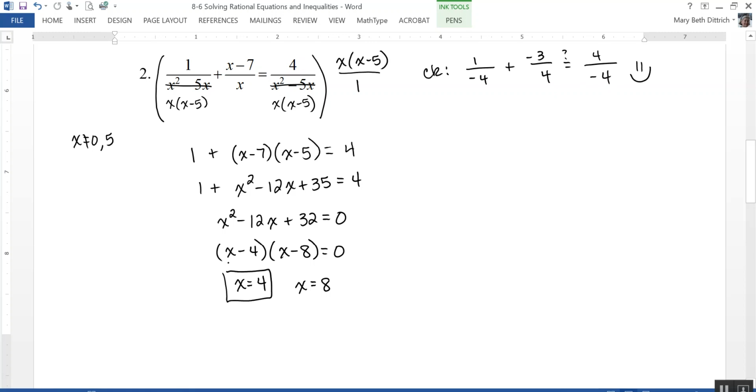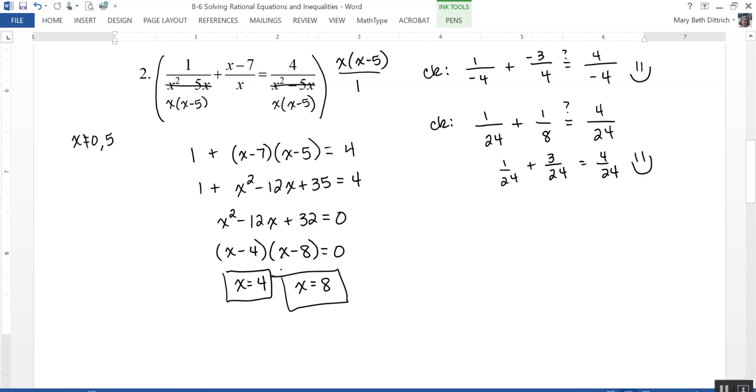Let's check 8. So that's going to be 1 over 8 squared minus 40. 8 squared is 64 minus 40 gives me a 24, plus plugging in an 8 here is going to give me 1 over 8. Is that equal to 4 over 24, which I did earlier? So that's going to be 1/24 plus 3/24. Yes, that is equal to 4/24. So my second answer checks, and x is also equal to 8. And then don't forget, I did have to check and make sure that neither of my solutions is 0 or 5.